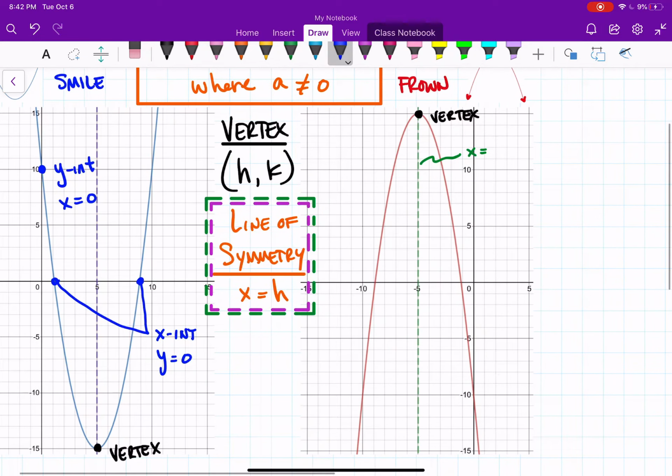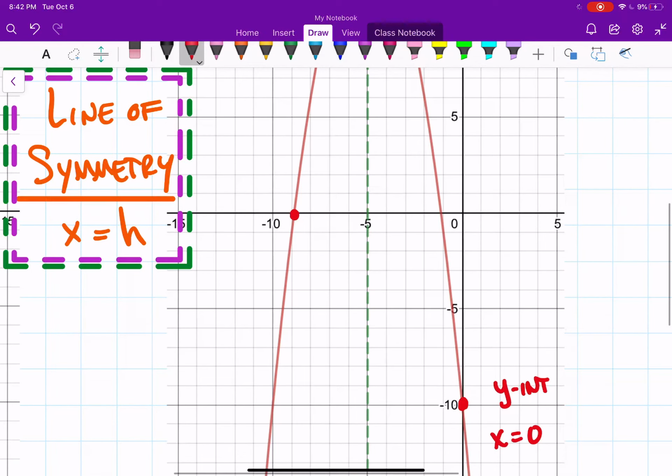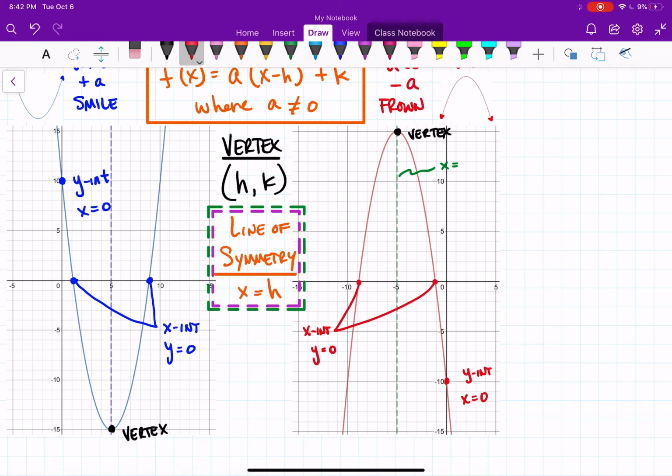And then over here on this end, no matter if it smiles or frowns, there is still a y-intercept, which says that x is equal to 0. And I do also have my x-intercepts, which tells me that y is equal to 0, right? Okay, so at least I have those to talk about.